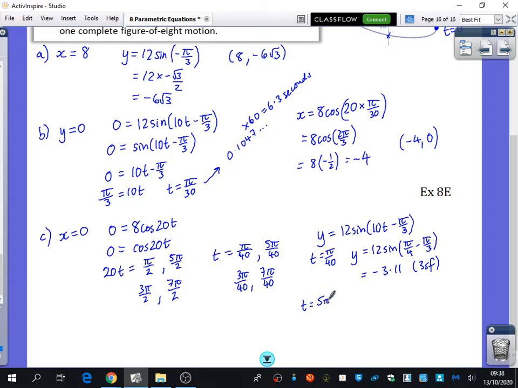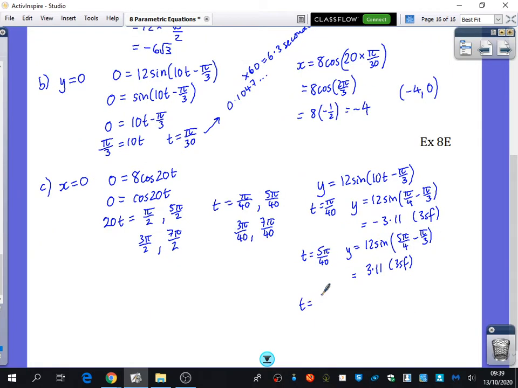We're going to do it with 5 pi over 40. So that's, instead of it being pi over 4, it will be 5 pi over 4 because we've multiplied it by 10. So you just need to go through your calculations and just change them. And this time I get 3.11 to 3 significant figures. I'm going to keep going. I'm not going to write out everything that I do here.